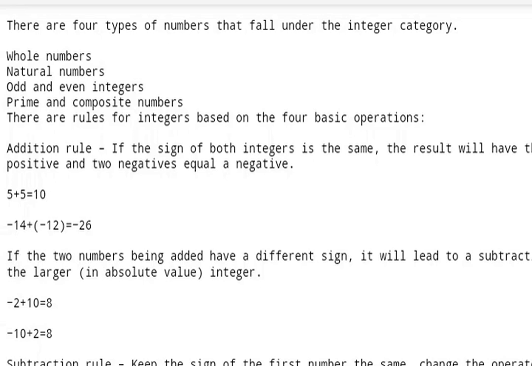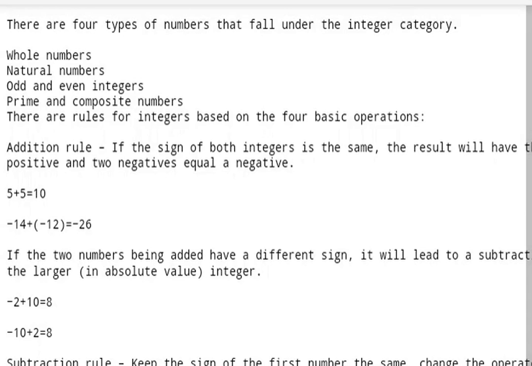Today we'll discuss integers. There are four types: whole numbers, natural numbers, odd and even integers, and prime and composite numbers. There are rules for integers based on the four basic operations. Today we will discuss the basic four operations.